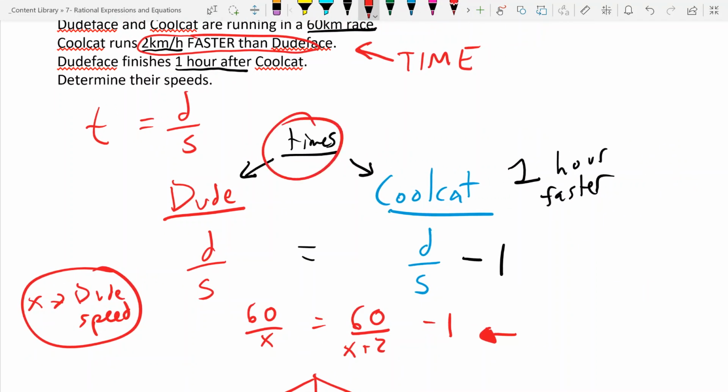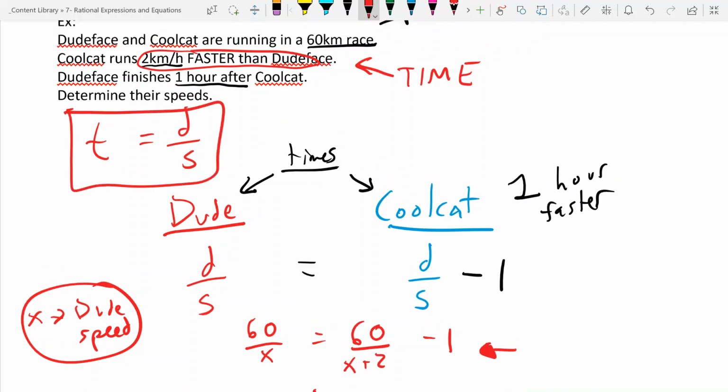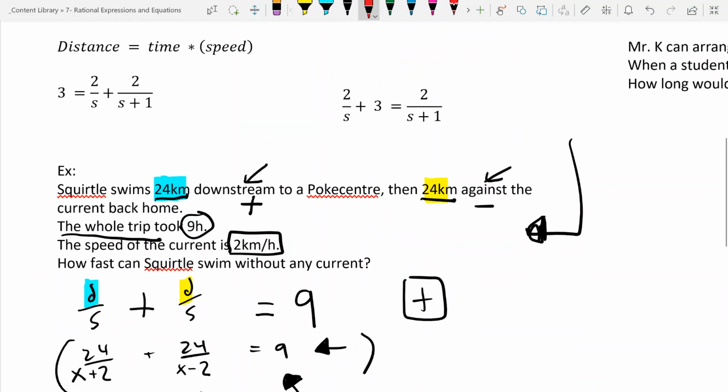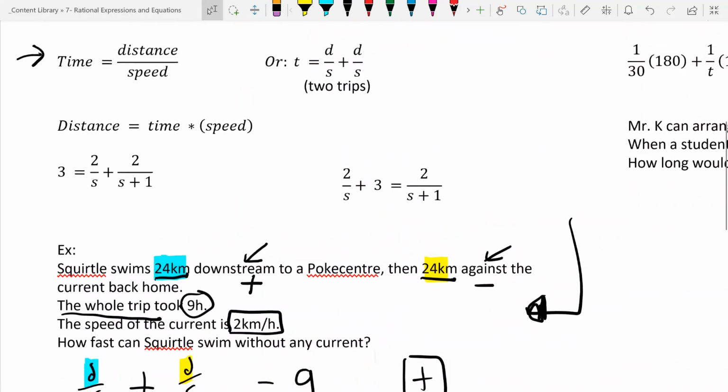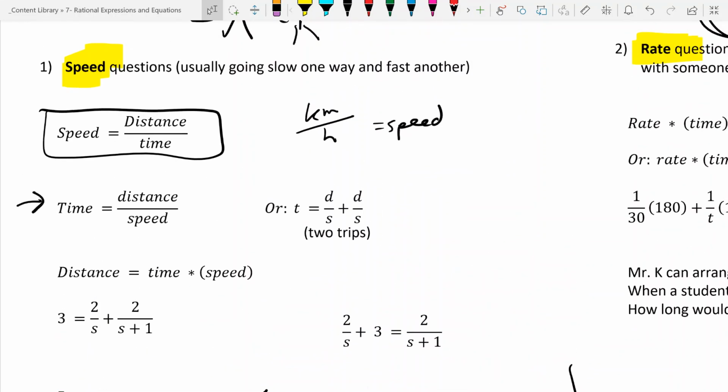A lot of the questions like these deal with times, so it's helpful to use this formula. But if you want, you can rearrange it. So those were the speed questions.